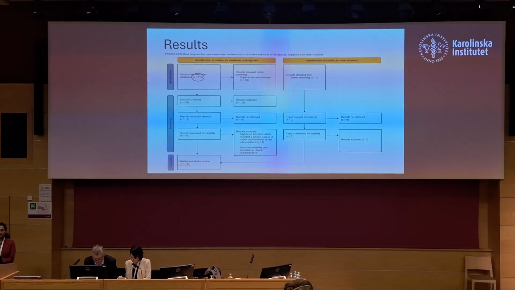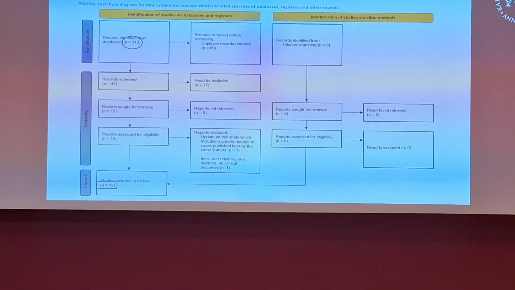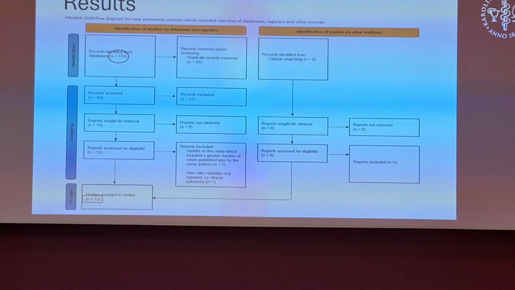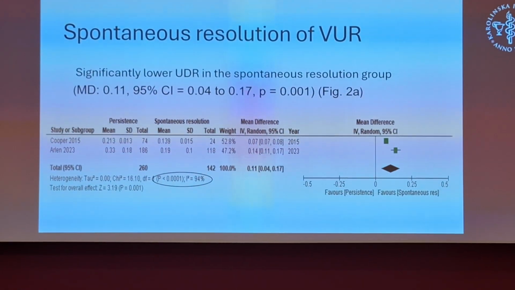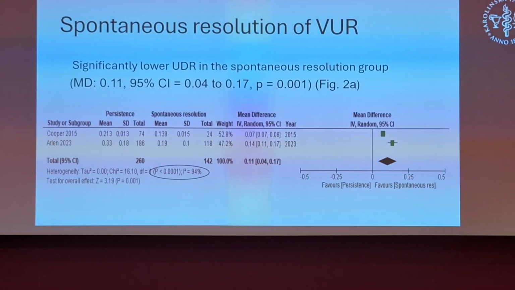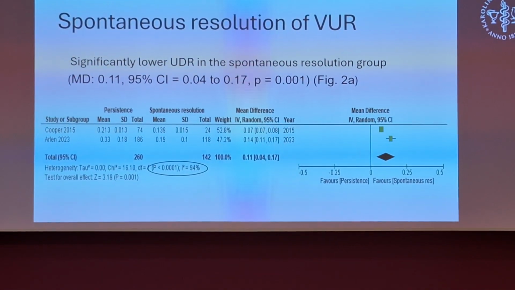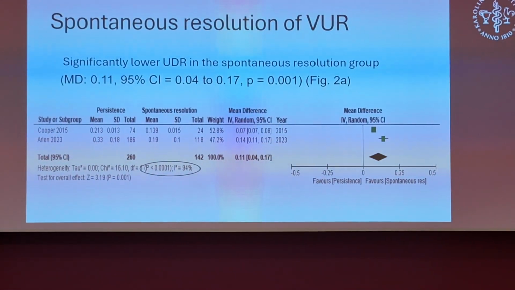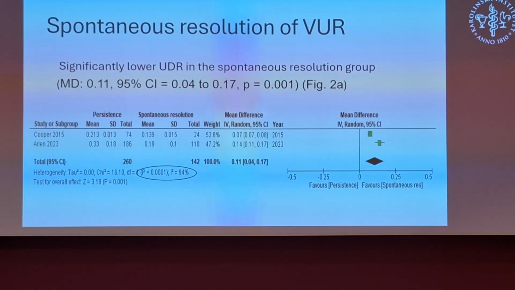13 studies were relevant and were included for systematic review. However, only 6 were pertinent for meta-analysis. The patient group which had spontaneous resolution of VUR was significantly associated with lower UDR values, and the estimated heterogeneity for this study was substantial and statistically significant.